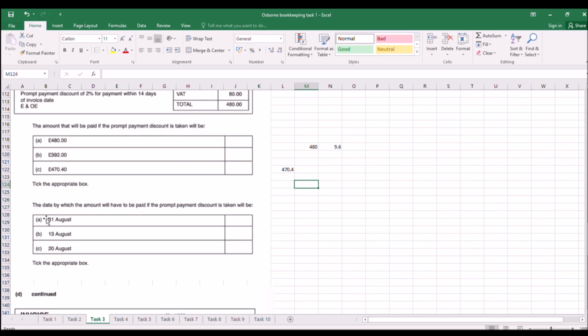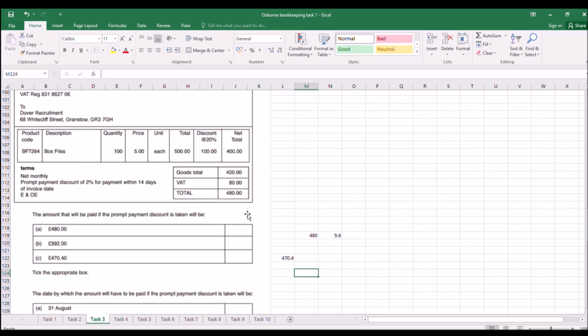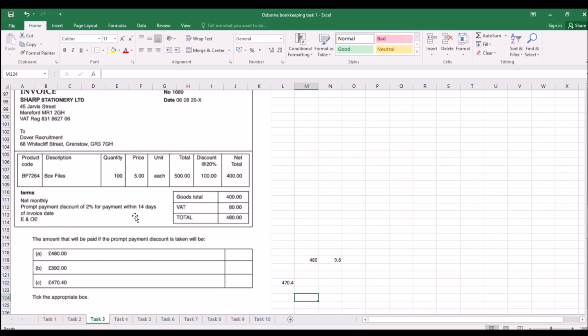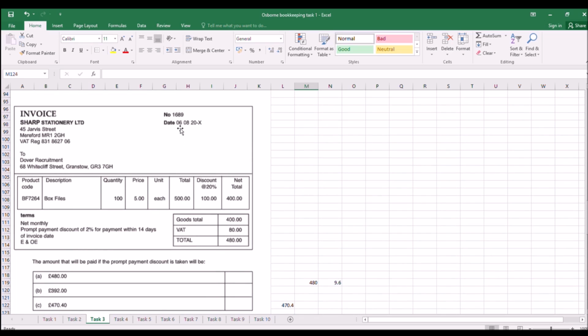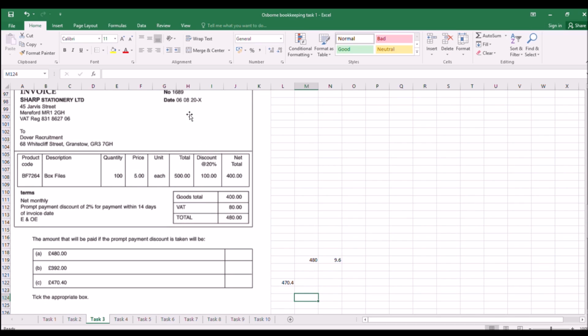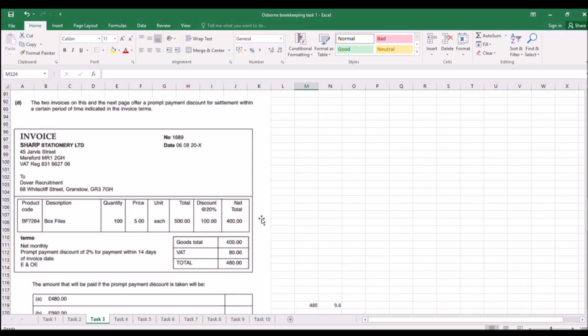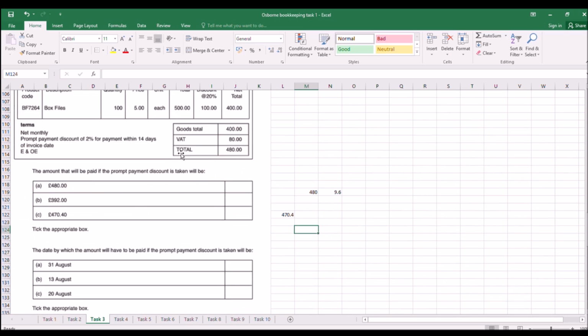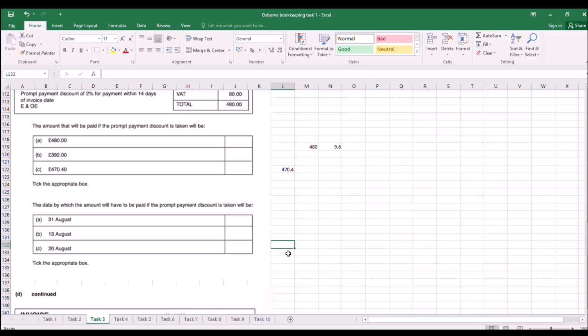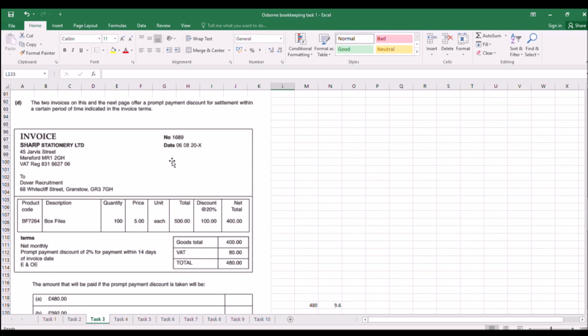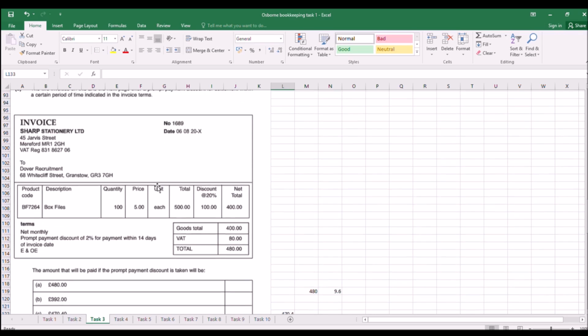The date by which the amount will have to be paid if the prompt payment discount is taken, so it's within 14 days. We're on the 6th of August here, so 31 days in August, and we need to add on the 14 days, so that's going to be the 20th of August. So we'd have to pay by the 20th of August for an invoice like this in order to get the discount.